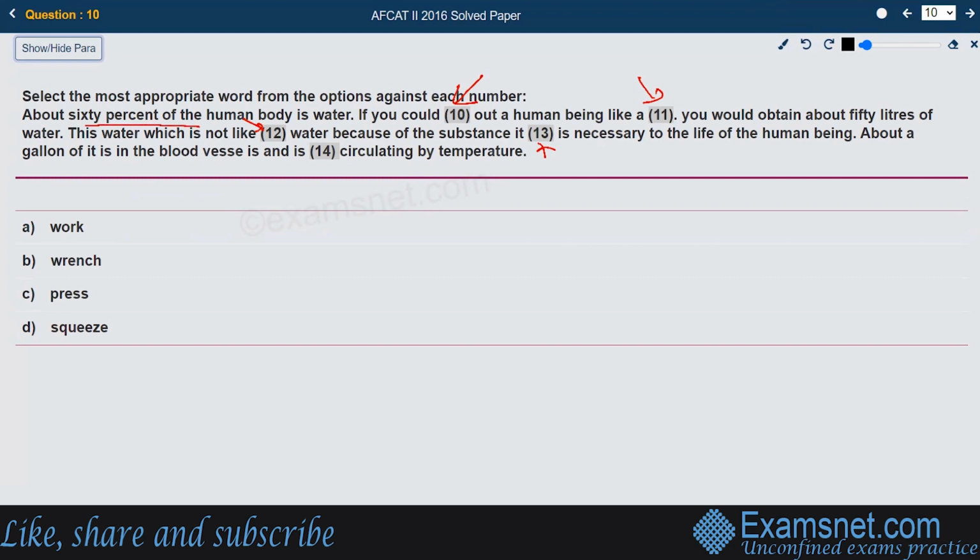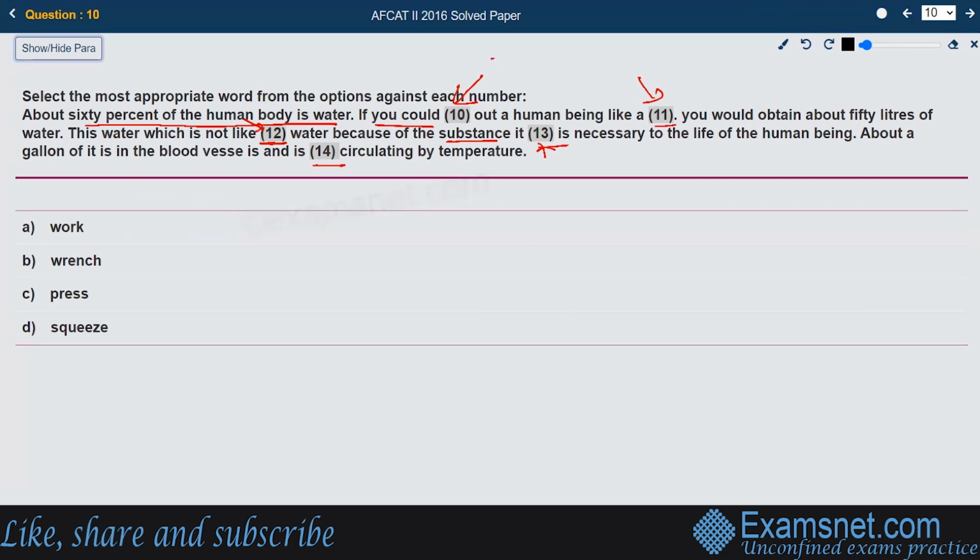About 60% of the human body is water. If you could dash out a human being like a dash, you would obtain about 50 liters of water. This water, which is not like dash water because of the substance it dash, is necessary to the life of a human being. About a gallon of it is in the blood vessels, dash circulating by temperature.